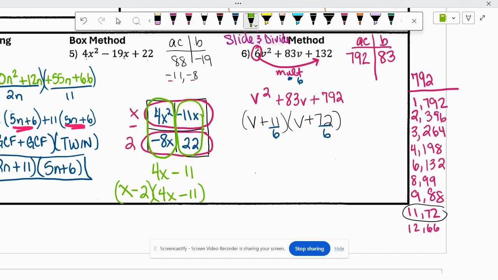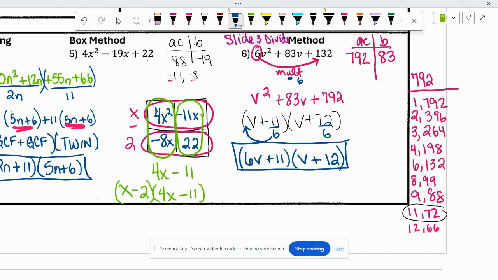What does it say under the slide and divide rule? The last thing it says, if dividing by the A term produces a fraction, what do you do with that? Put it back. Yep. Put it right to the front. So 6V plus 11. And what is 72 divided by 6? 12. Slide and divide.